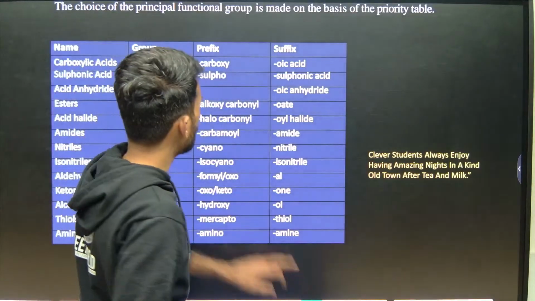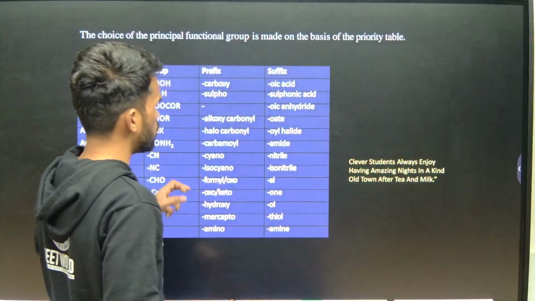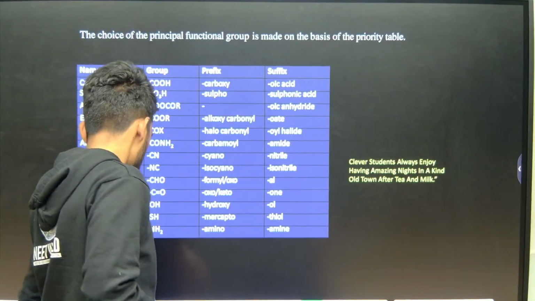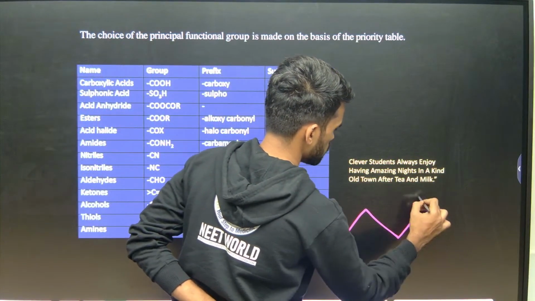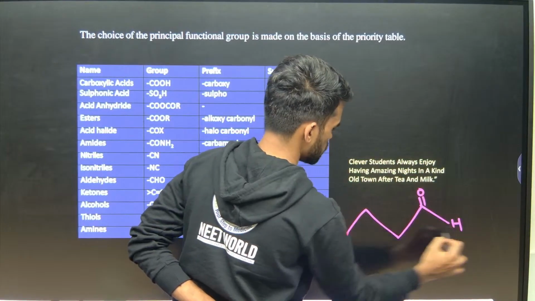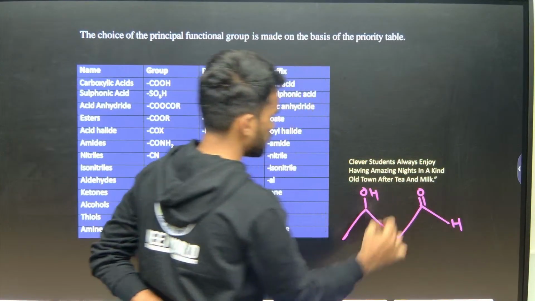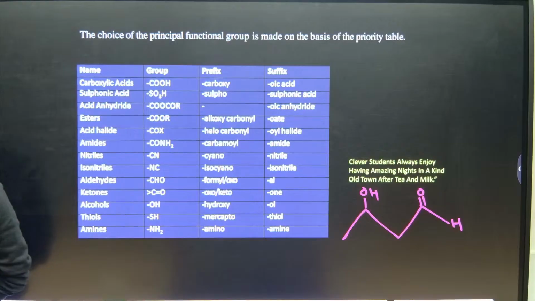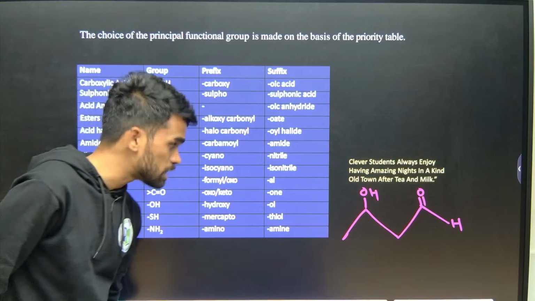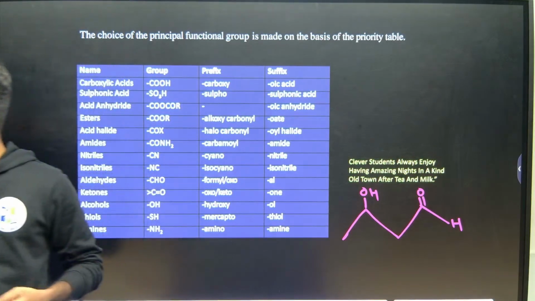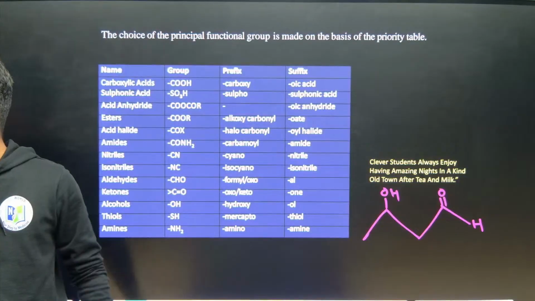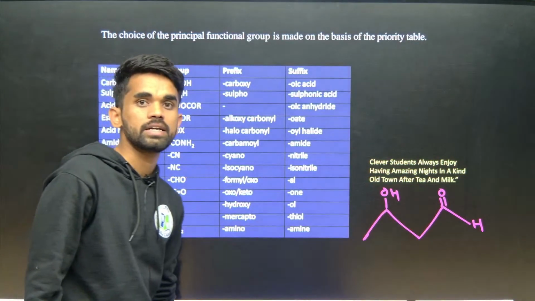Now the naming of this compound, see, for example, I am writing a compound here, like this. So how many functional groups are there in the given compound? 2 functional groups are there. One is OH, another one is aldehyde, alcohol and aldehyde. Both functional groups are there. So out of those 2 functional groups, tell me which is more prioritized.